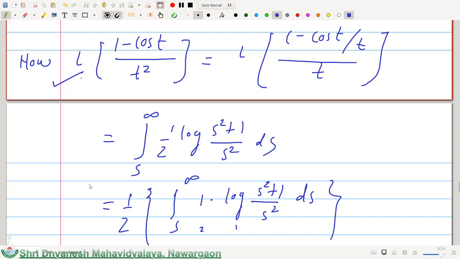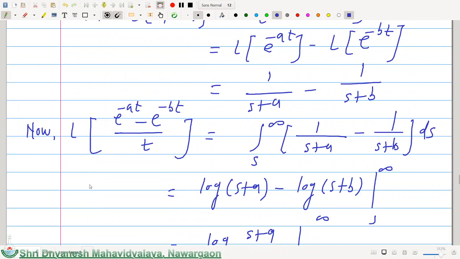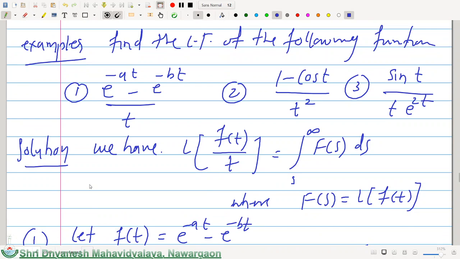So the next example you can try: find the Laplace transformation of (sin t upon t) into e to the power minus t. What you do here is bring this e to the power 2t into the numerator, and treat e to the power minus 2t into sin t as your f of t, and then find its Laplace transform. So this is your hint. You do this number 3 as your assignment.